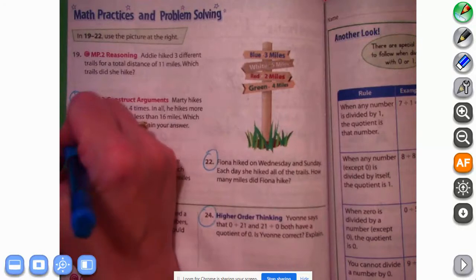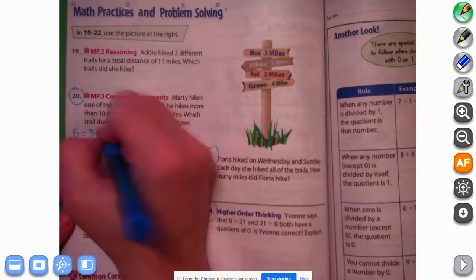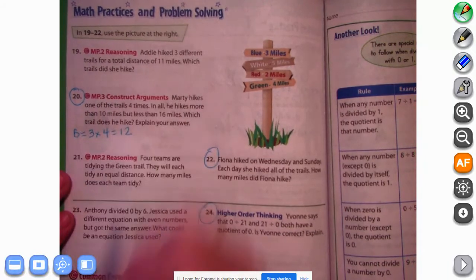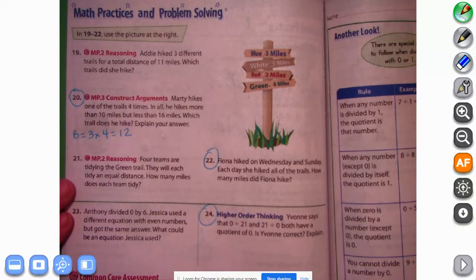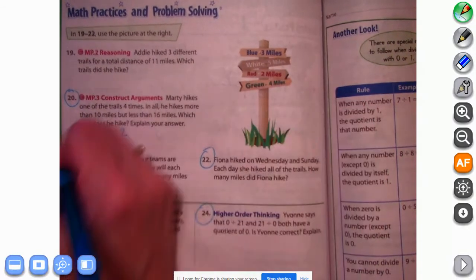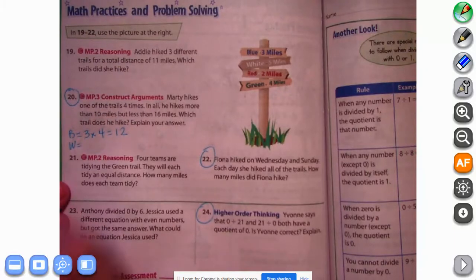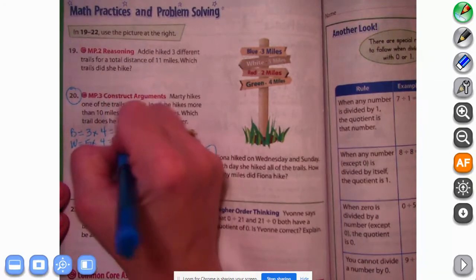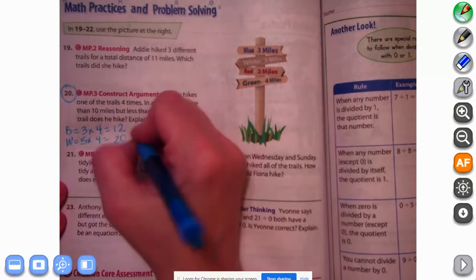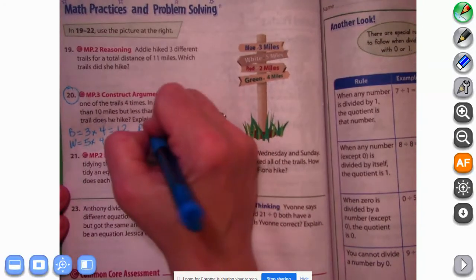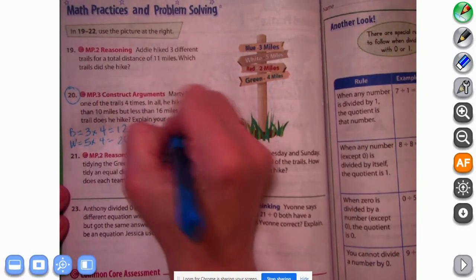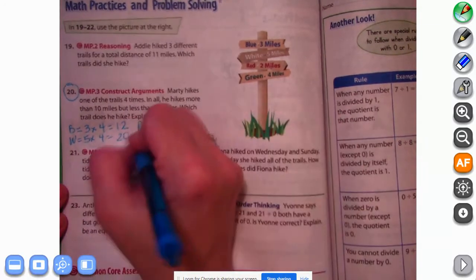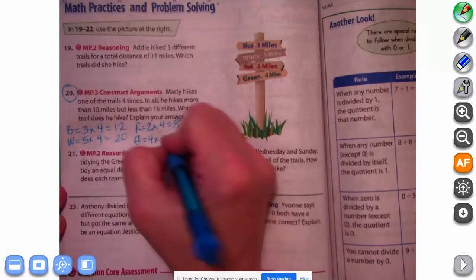So let's start with the blue. We're going to put a B for blue, and that's 3 times 4 equals 12. That's how many miles. And then we've got white, which is 5 miles times 4 is 20. Let's do our red. Red says 2 miles times 4 would equal 8. And green is 4 miles times 4 equals 16.